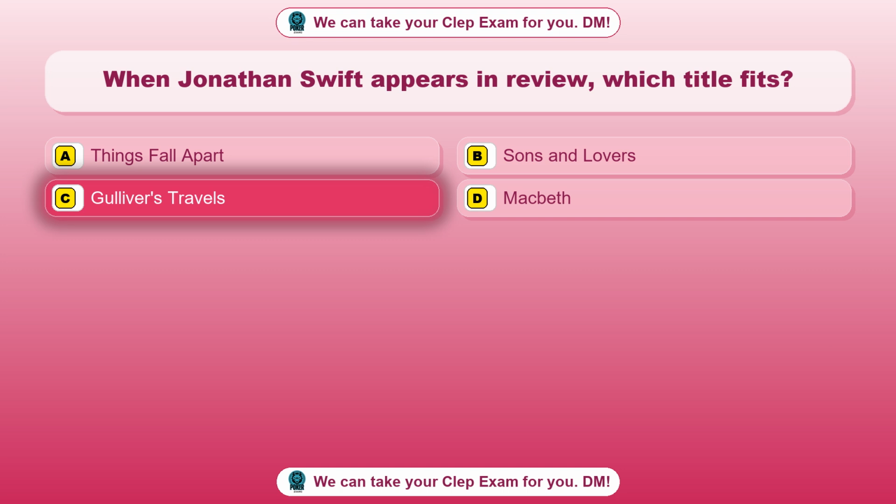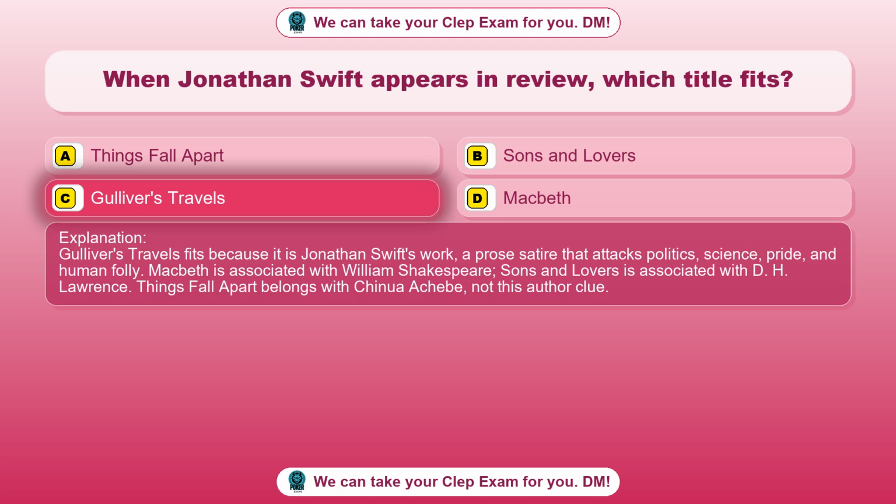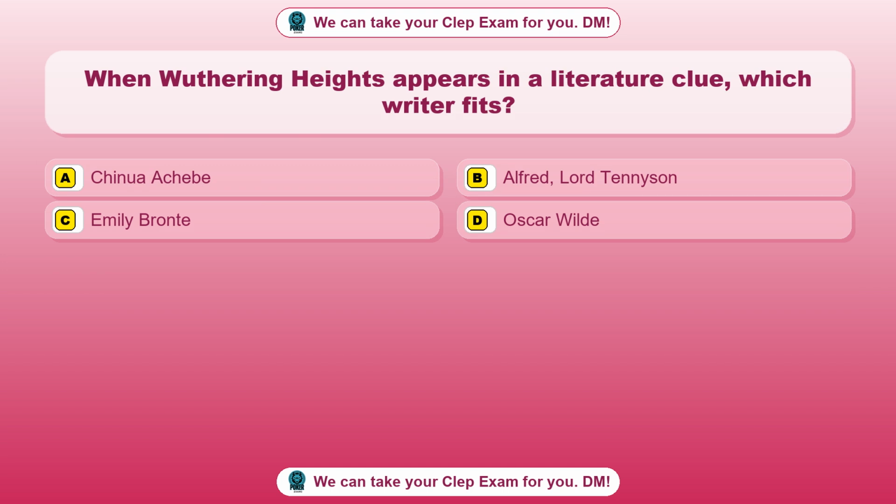Gulliver's Travels. Gulliver's Travels fits because it is Jonathan Swift's work, a prose satire that attacks politics, science, pride, and human folly. Macbeth is associated with William Shakespeare. Sons and Lovers is associated with D.H. Lawrence. Things Fall Apart belongs with Chinua Achebe, not this author clue. Question 61. When Wuthering Heights appears in a literature clue, which writer fits?